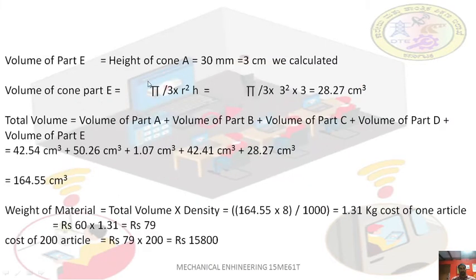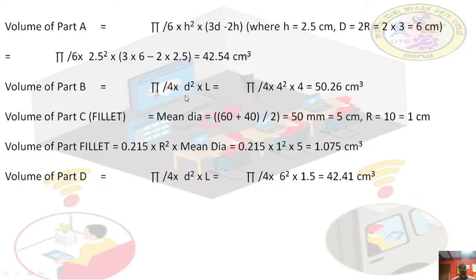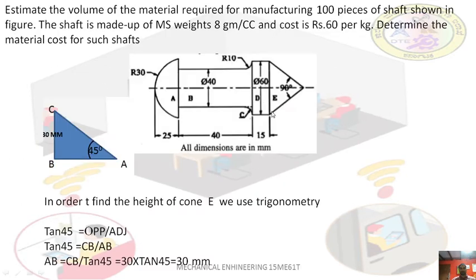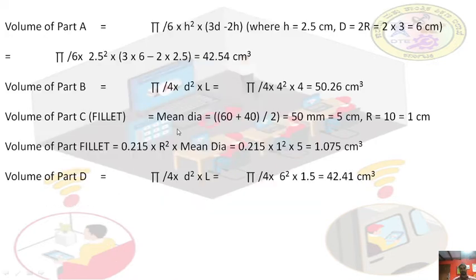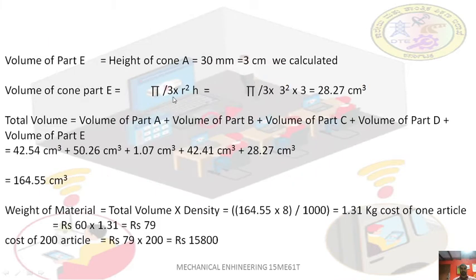So the formula for finding the volume of a cone is pi r square into h divided by 3, that is pi by 3 r square into h. H is the height of the cone, we got it as 3 centimeter. R is the radius of the cone, which is half of the diameter. Diameter is 6, half of the diameter is 3. That is radius r. So pi by 3, 3 square into 3.